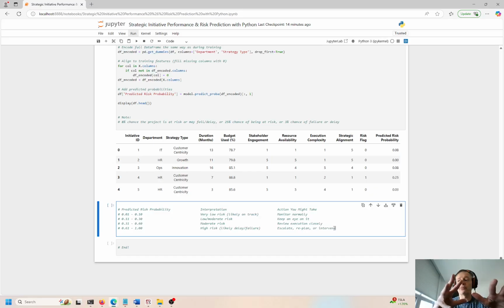Let me help you. Let's work together. Let's operate, interact, collaborate, and get this over the goal line. Let's win, let's score. Let's deliver this, right? Let's get this done. That's what strategy is all about. So this is strategic initiative performance and risk prediction and intervention too. Okay, so that's what this is about.